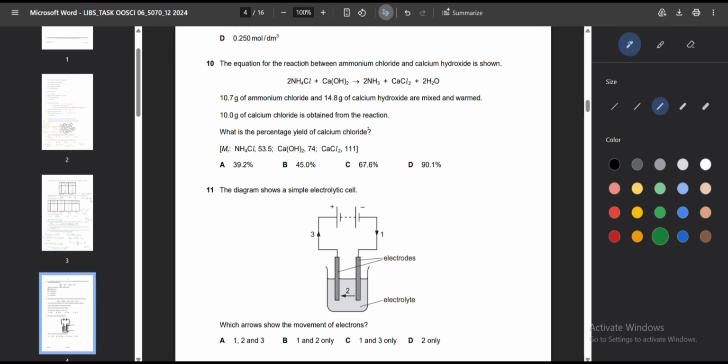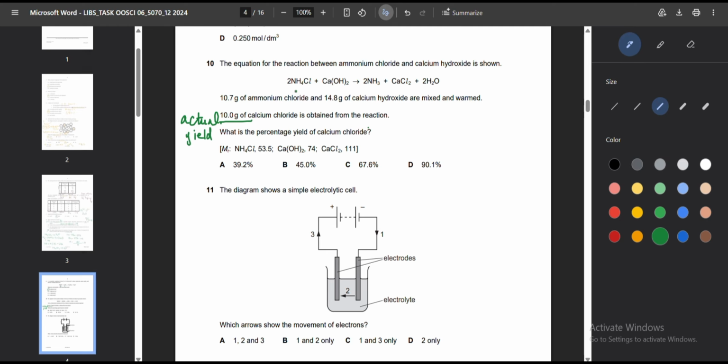In question number 10, the equation for the reaction between ammonium chloride and calcium hydroxide is shown below. 10.7 gram of ammonium chloride and 14.8 gram of calcium hydroxide are mixed and warmed. Then 10.0 gram of calcium chloride is obtained from the reaction. What is the percentage yield of calcium chloride? So calcium chloride is the product, and here they have given its actual yield. This is the actual yield of calcium chloride.